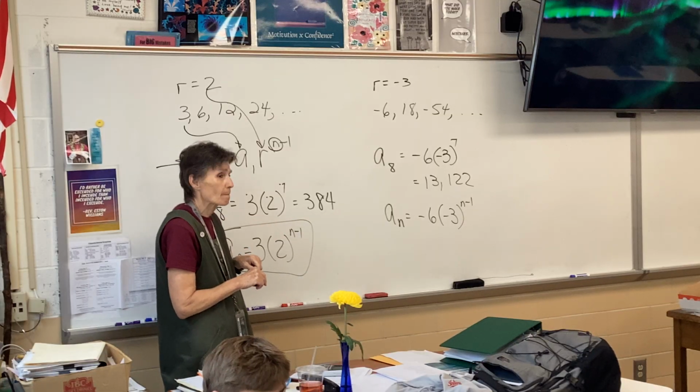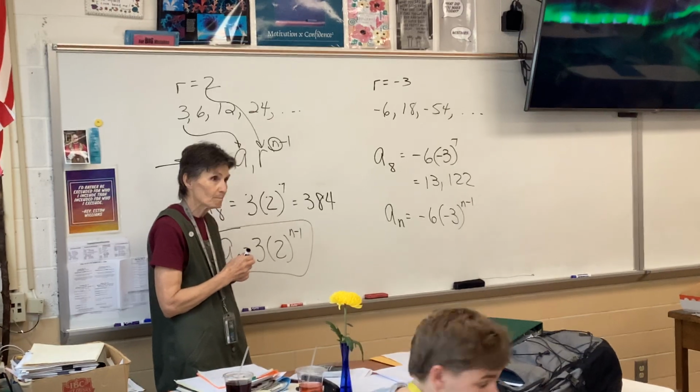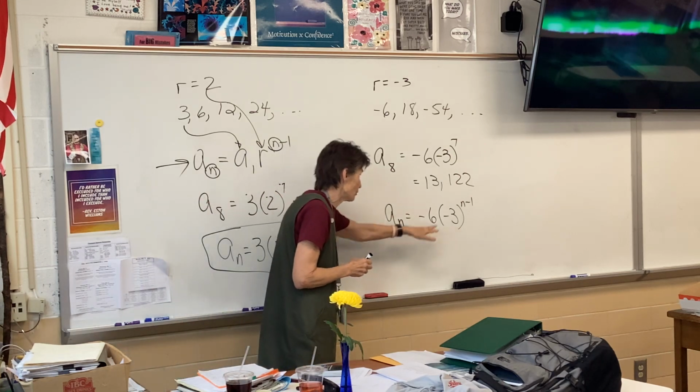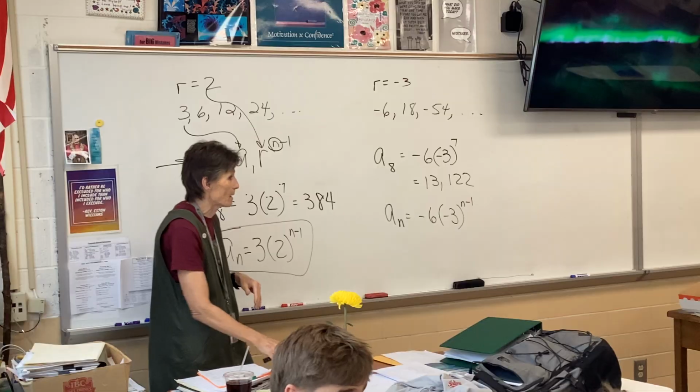So if we have that and then they ask for like the 27th term, we just plug in 27. Explicit, if you want the 8th term, you just plug in 8. Recursive, if you guys want the 8th term, you have to do something to the 7th term.